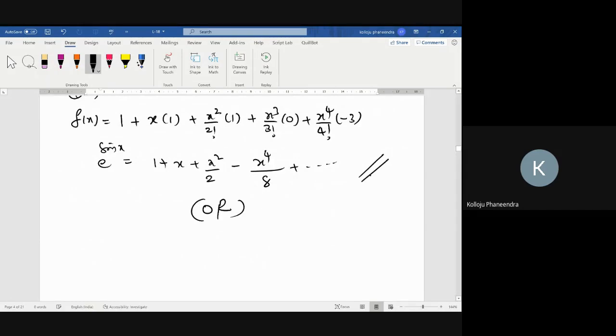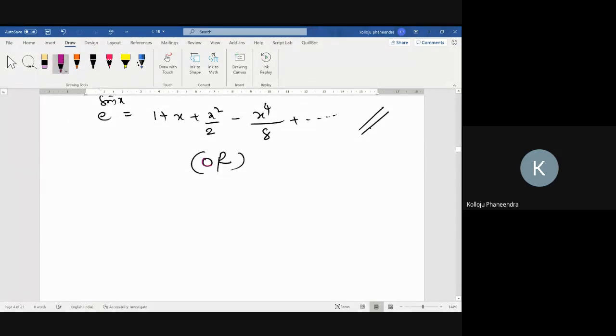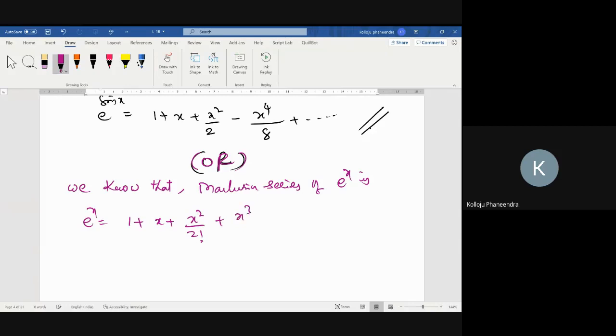Another way is this. We know the Maclaurin series of e power x. What is the e power x expansion? Anybody? It is 1 plus x, x square by factorial 2, x cube by factorial 3, and since x power 4 is required, x power 4 by factorial 4 and so on.